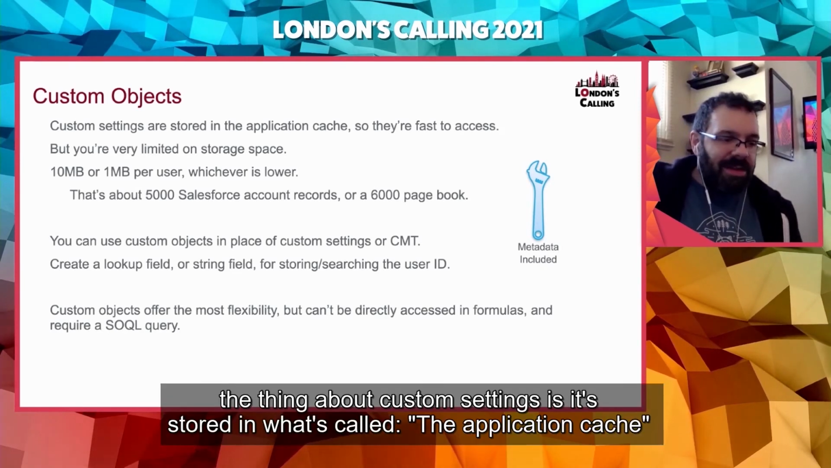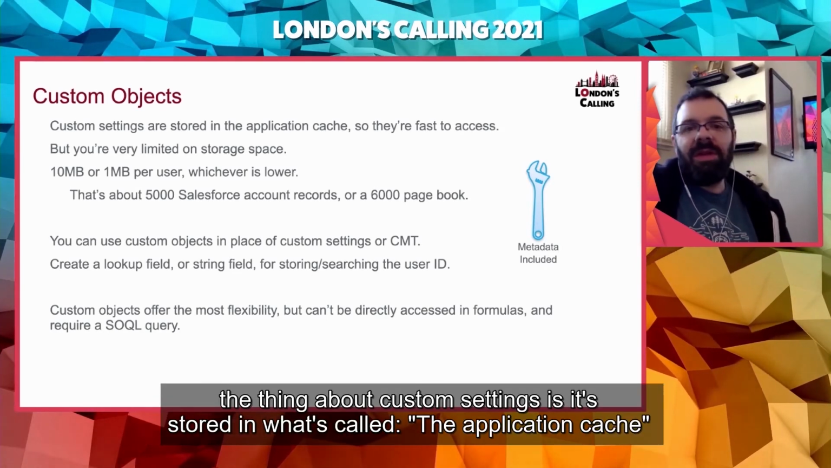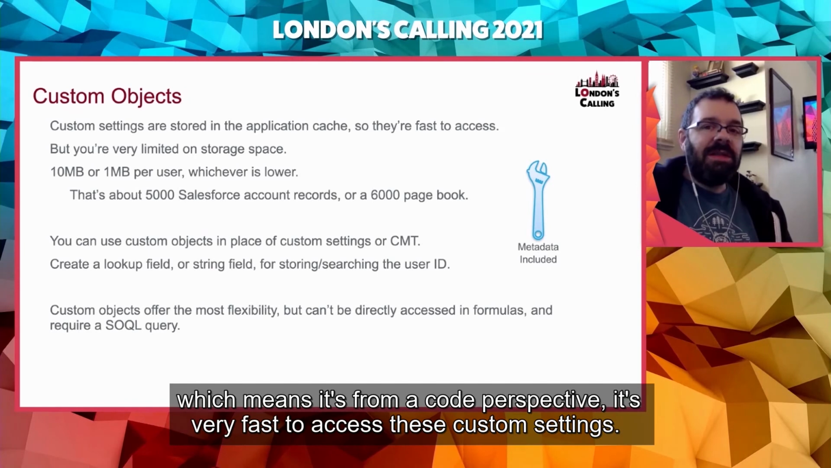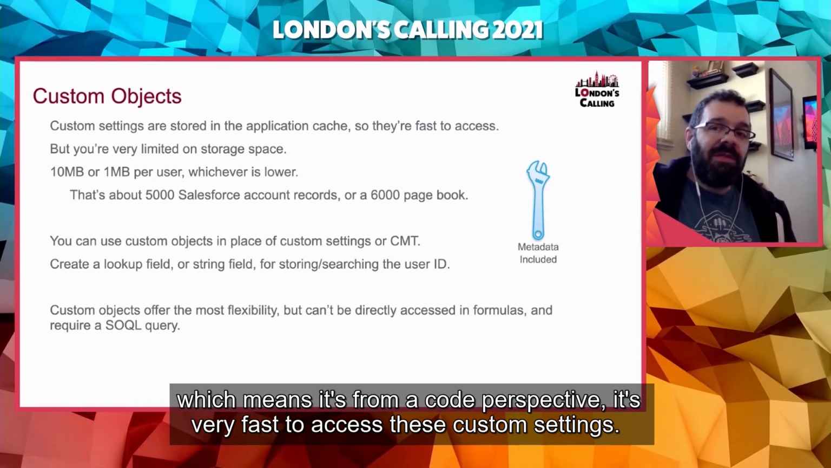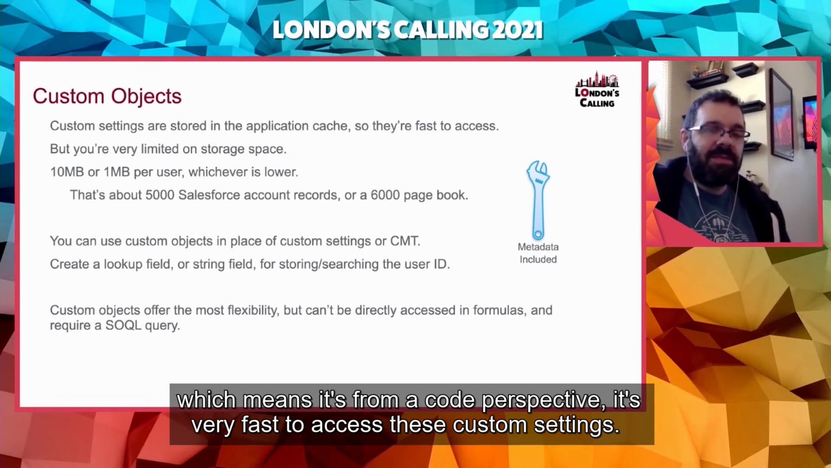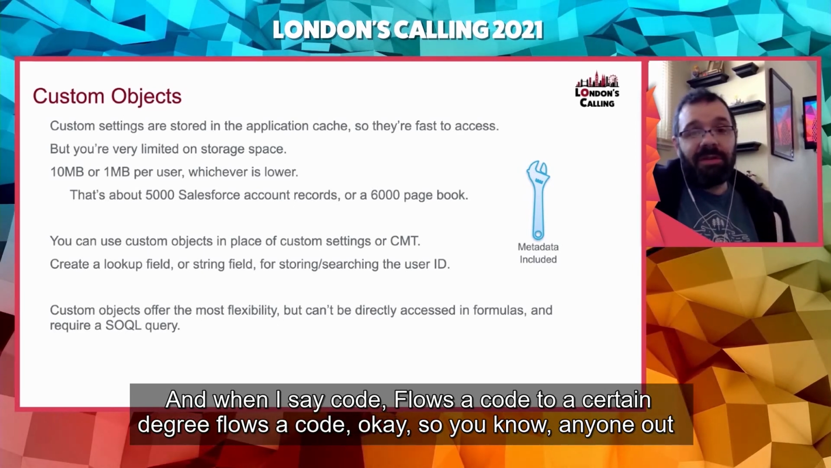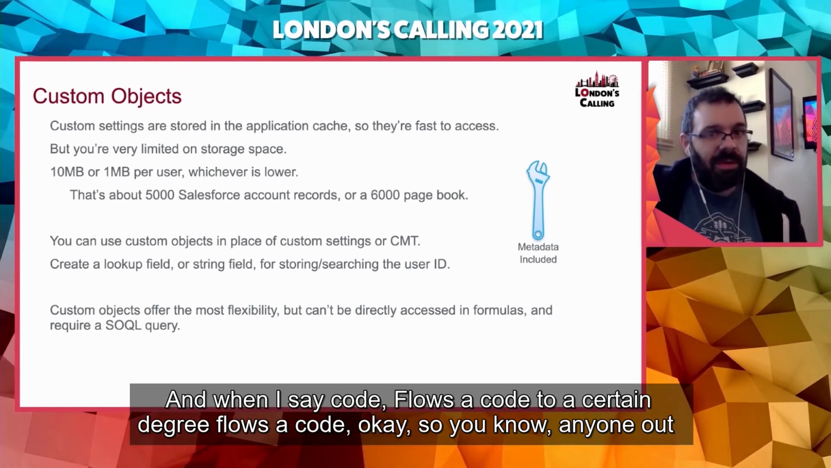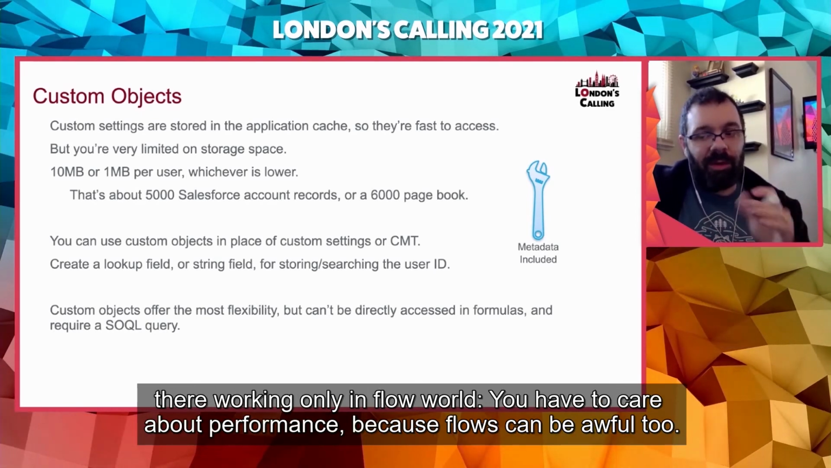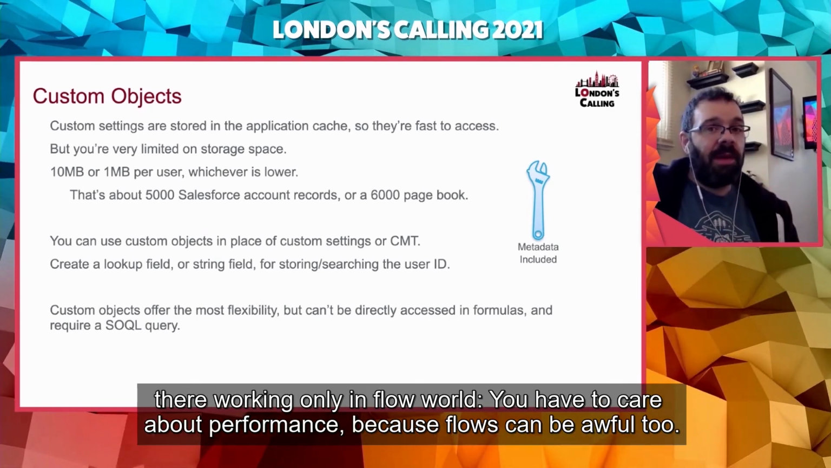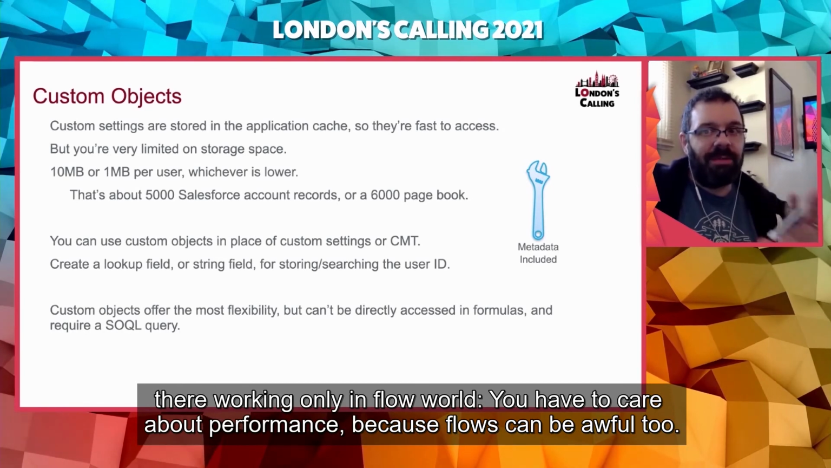And the thing about custom settings is it's stored in what's called the application cache, which means from a code perspective, it's very fast to access these custom settings. And when I say code, flows are code to a certain degree. Flows are code, okay? So anyone out there working only in flow world, you have to care about performance because flows can be awful too.